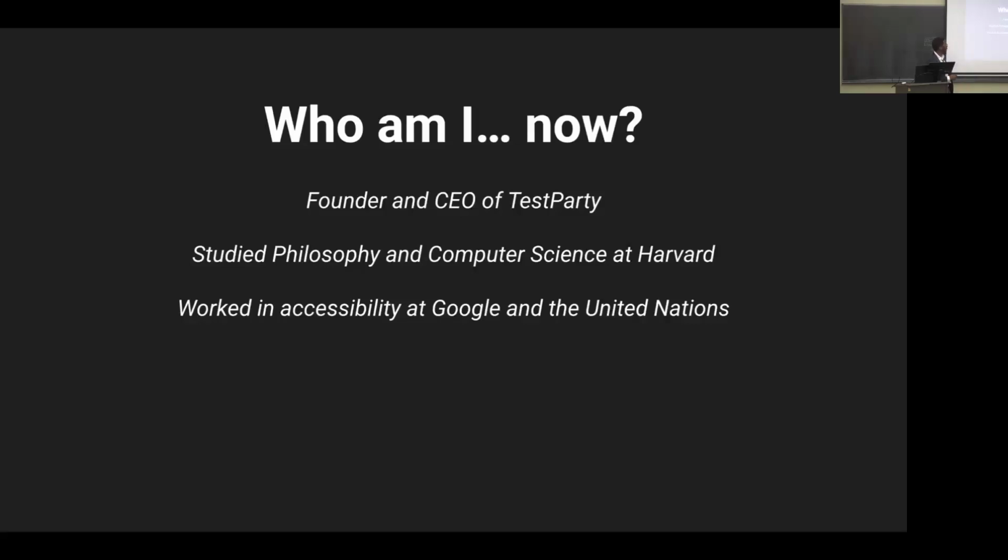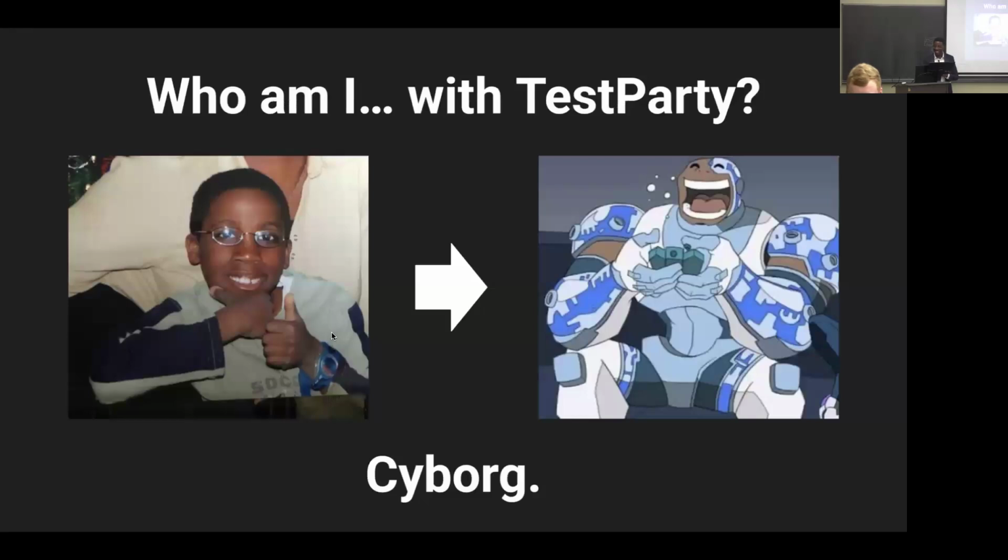Outside of that, I first got into accessibility by working at Google, hoping to make some of their accessibility design checklists back in like 2016, 2017, and then spent some time at the UN in 2022, 2023, making sure their online resources were accessible. So that's who I am now. And yeah, I'm still very nerdy, so you can tell.